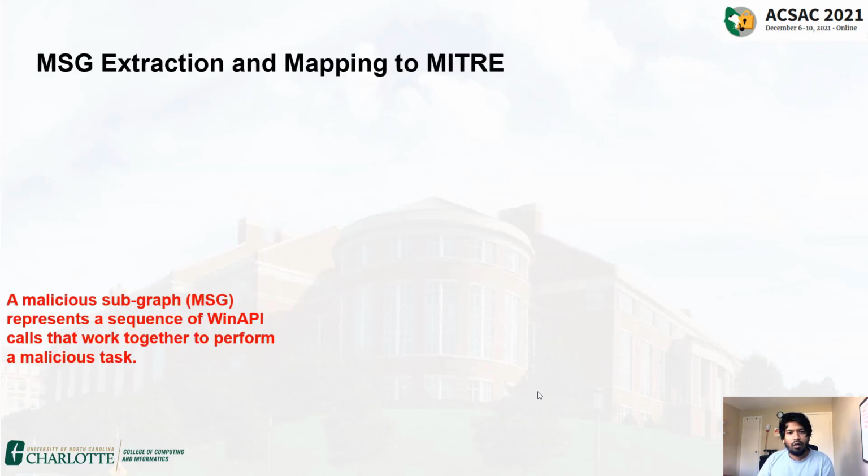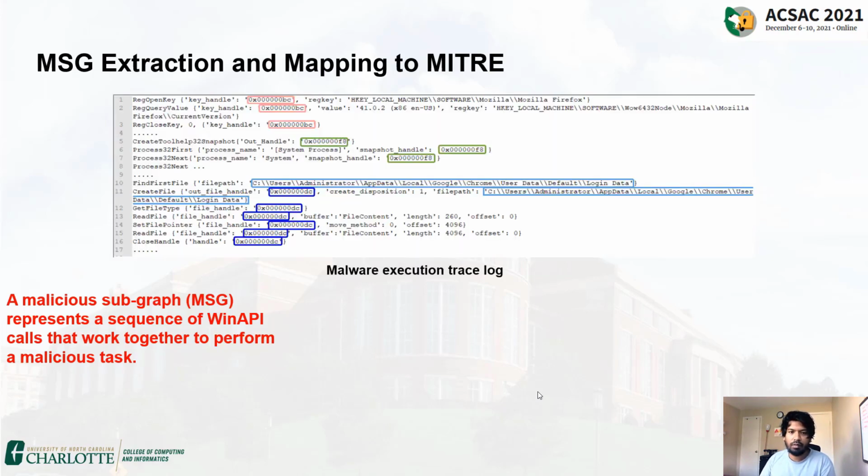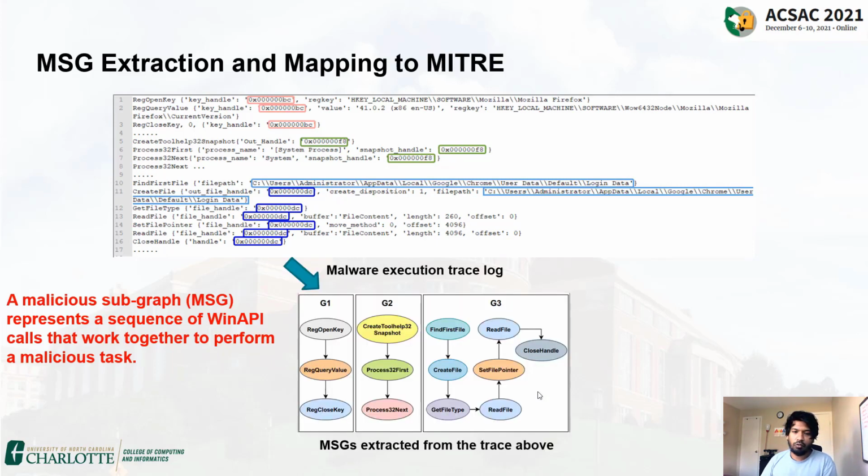So if we recall, a malicious subgraph represents a sequence of Win API calls that work together to perform a malicious task. The first image is the malware execution log. When we run malware in a sandbox, we get an execution trace like this, which is basically the API calls made by the malware. From these execution traces, we perform data flow analysis to build the MSGs.